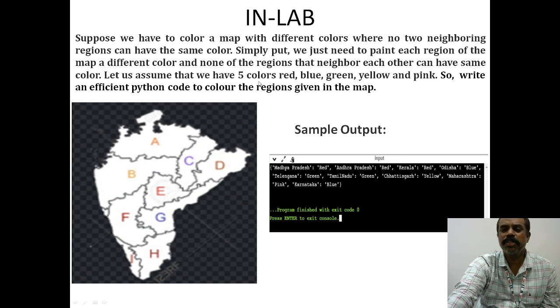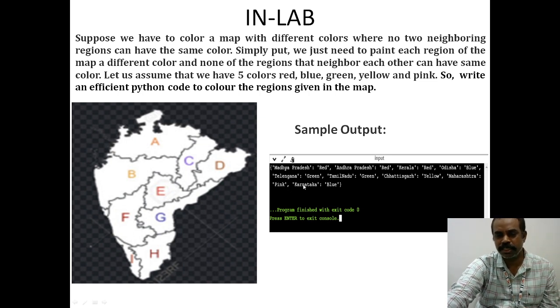Let us assume that we have 5 colors: red, blue, green, yellow and pink. Your objective is to write an efficient Python code to color the regions given in the map. Do not go with the graphical part of it. You have to understand the solution and find a feasible solution for this. It's not actually coloring this particular map. You need to find out for each of these states which color to give such that no neighboring states have the same color.